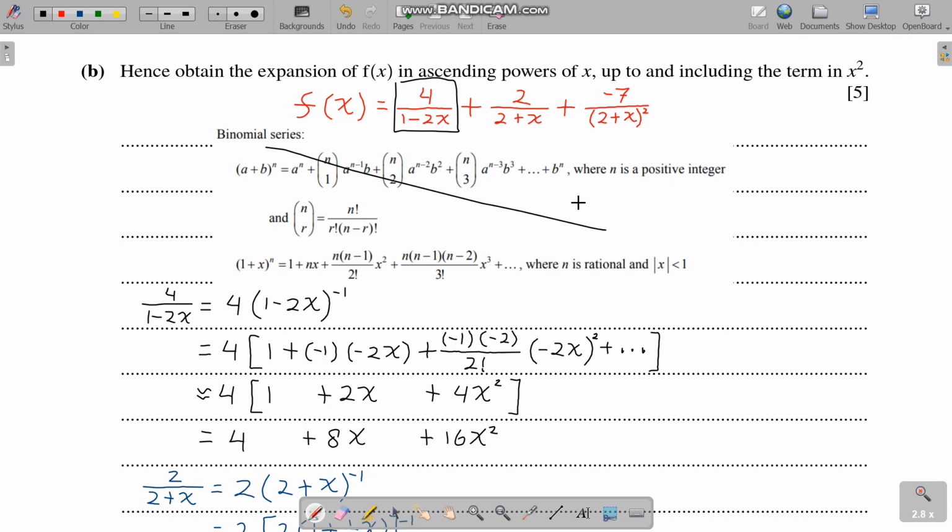Of course, we cannot use this one, because this is the pure formula and the n must be positive, but our n here is negative. So we use the expansion formula 1 plus nx. We have to identify the n. The n is minus 1. The x in the formula is minus 2x in the question, so the minus is included. So this is n, and this is x, and now this is n minus 1, and this is x squared. We stop right here because we only need to expand until the x squared term, so no need to continue.